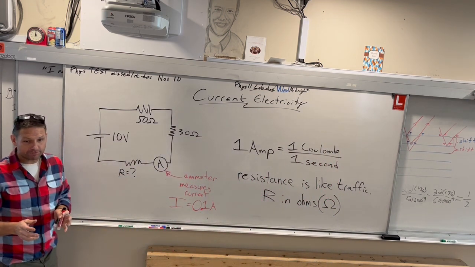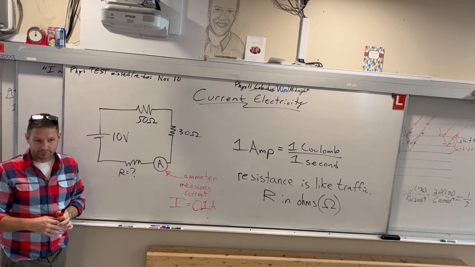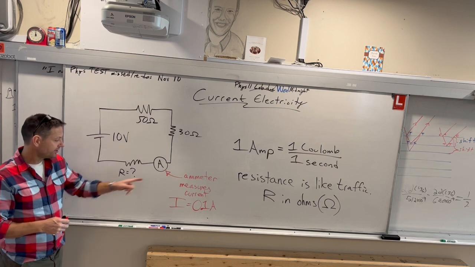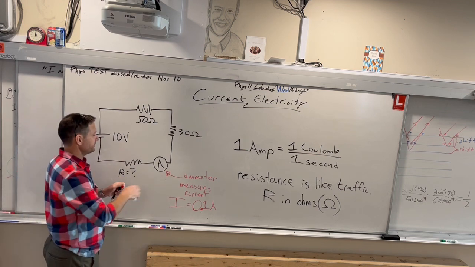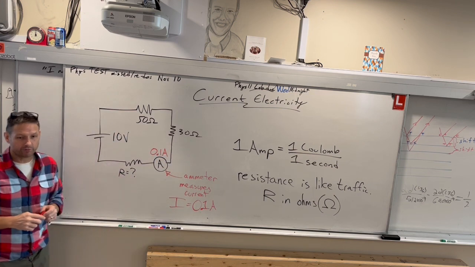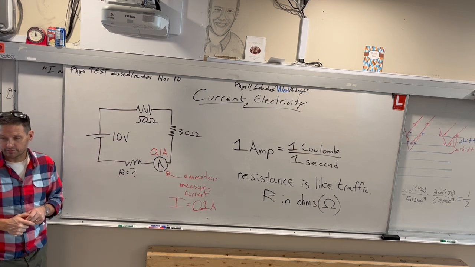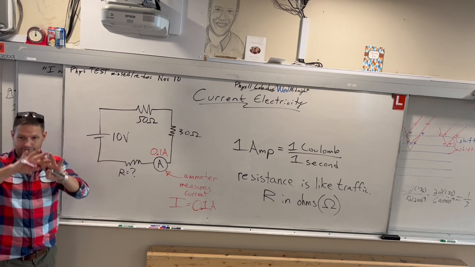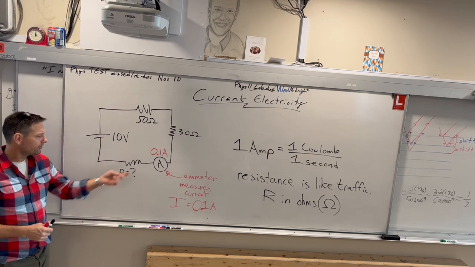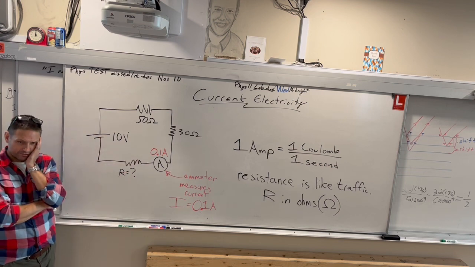So the first thing you have to realize is something about the current around a circuit. The current is 0.1 amps here. Where else is it 0.1 amps? It's everywhere. The whole thing, right? How do you know it's 0.1 amps everywhere?